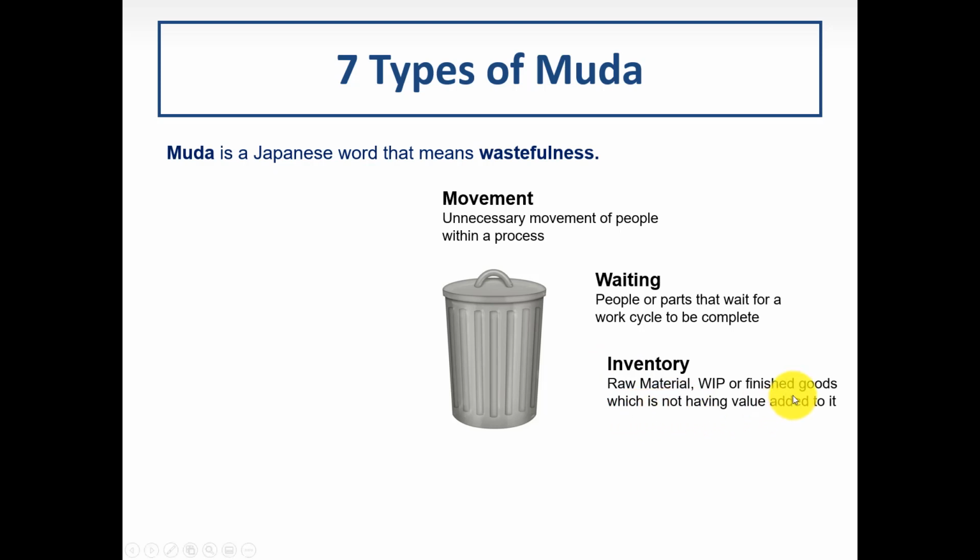You have inventory, as we have discussed, because inventory is pure money. It's money waiting there. So that can be raw material, that can be finished goods. It can also be work in progress. You still remember that?